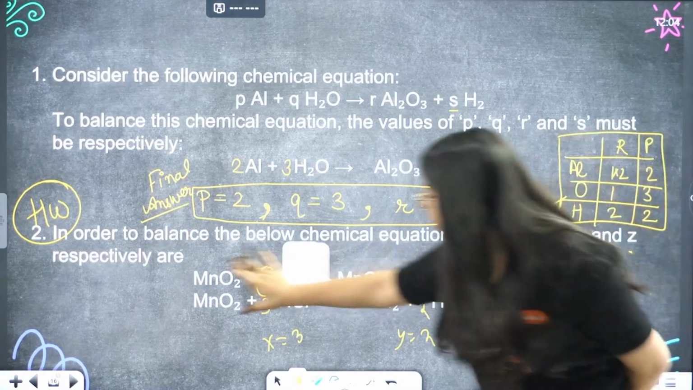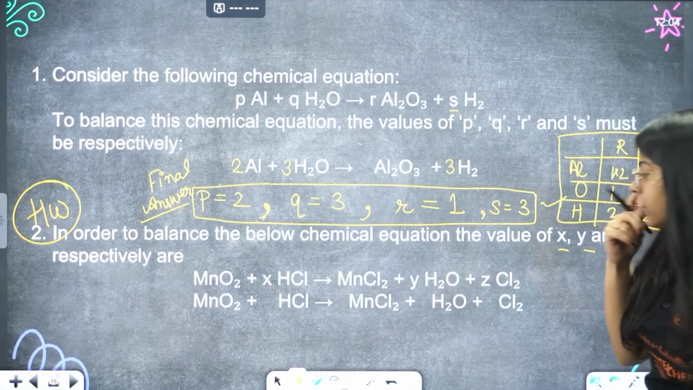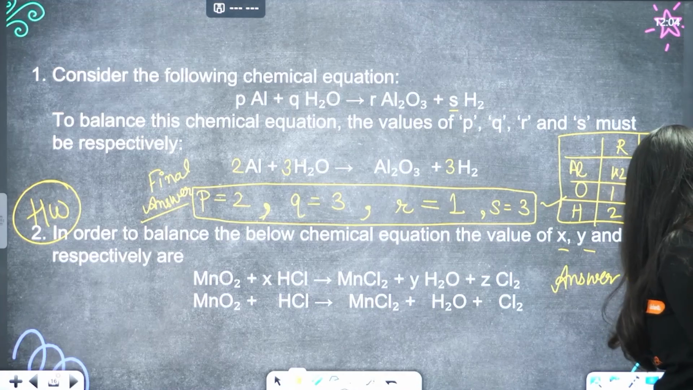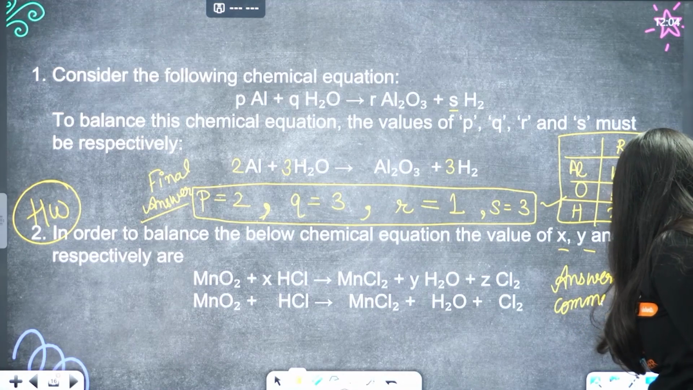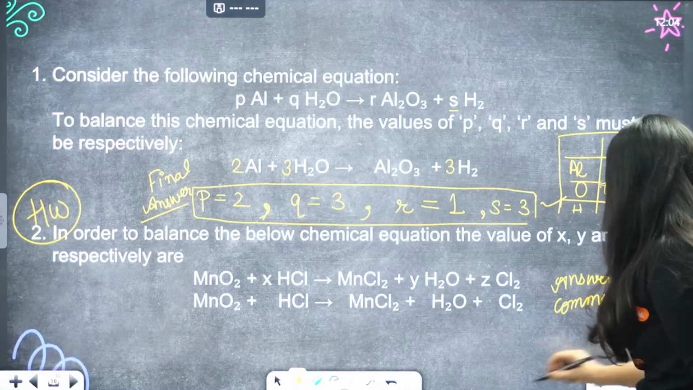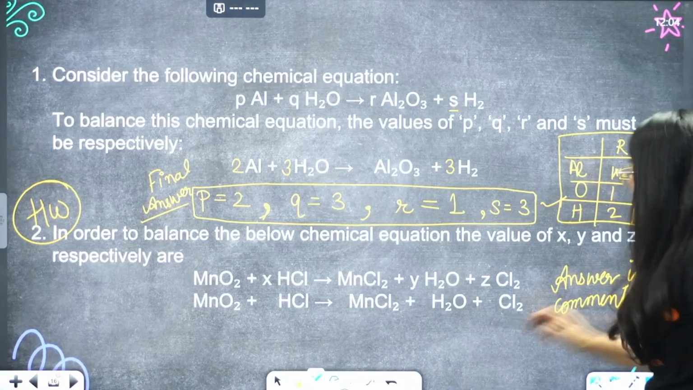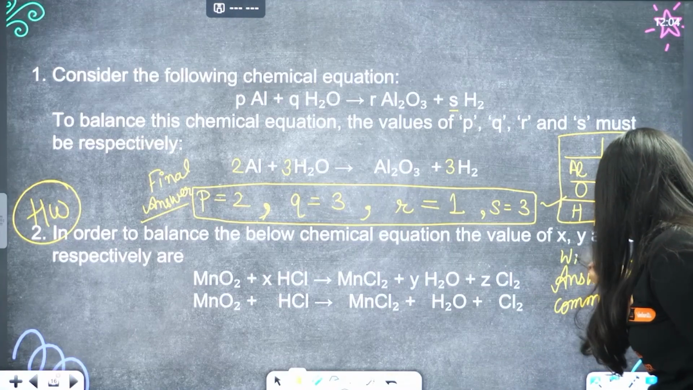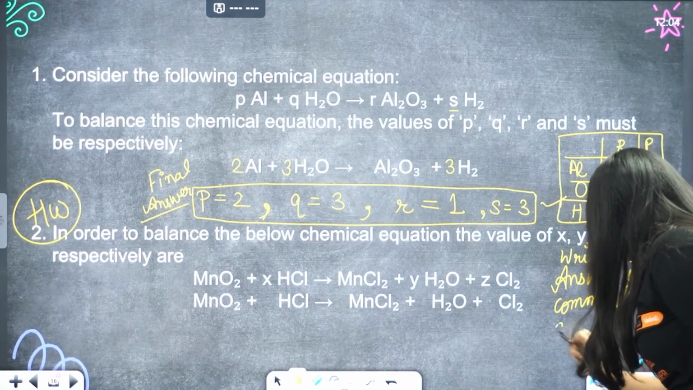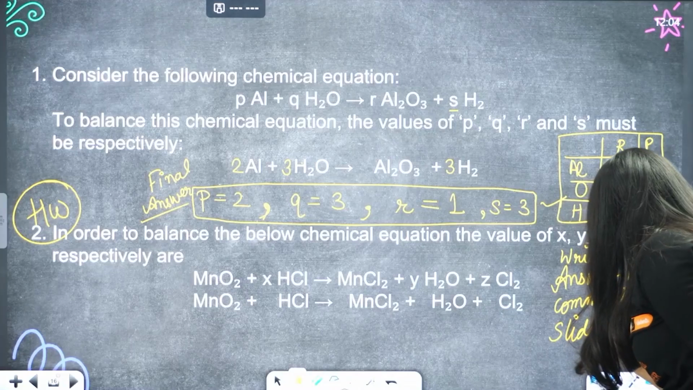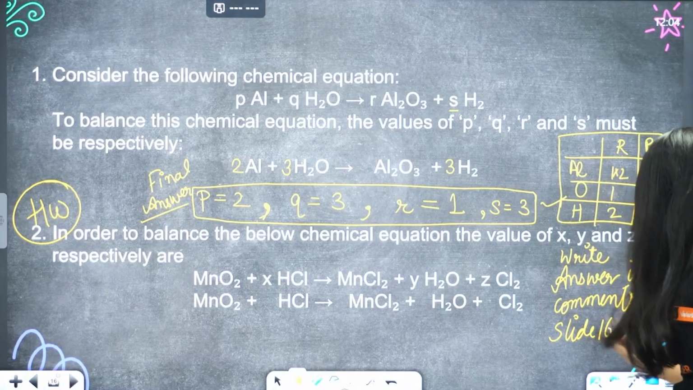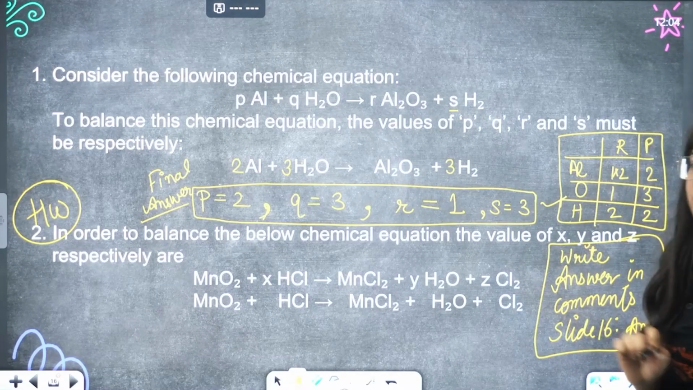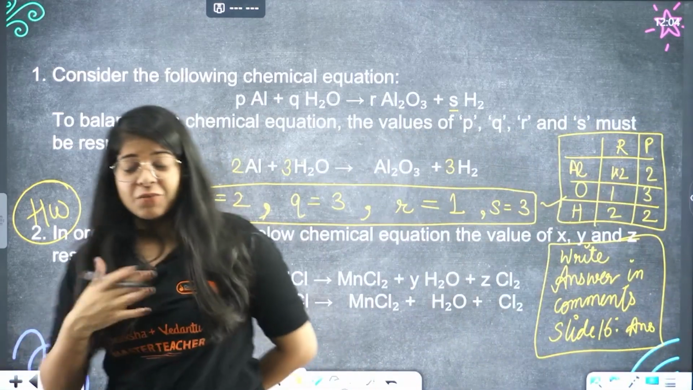Just like we did in the above question, you make sure you do it like this and answer in the comments. Write your answer in the comments. I think you understand that answer in the comments means you write the answer in the comments. Write the slide number, that is 16, and then your answer. You just write X equals 2, Y equals 3, whatever you get.